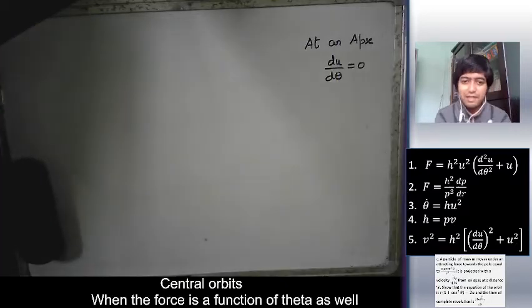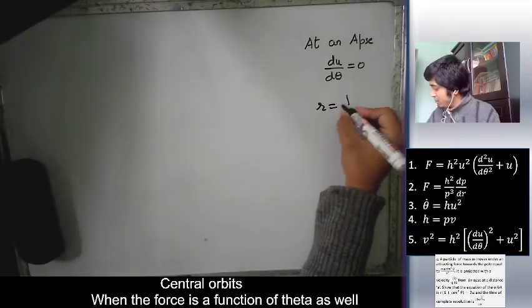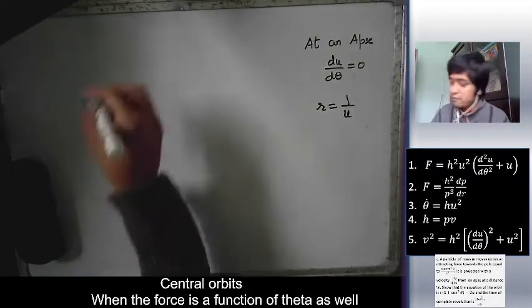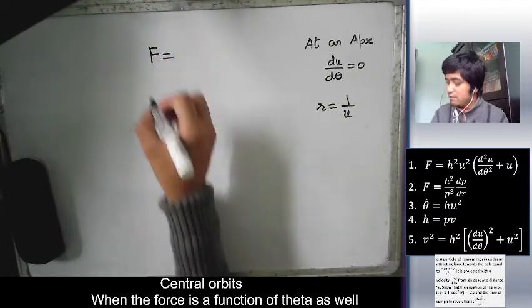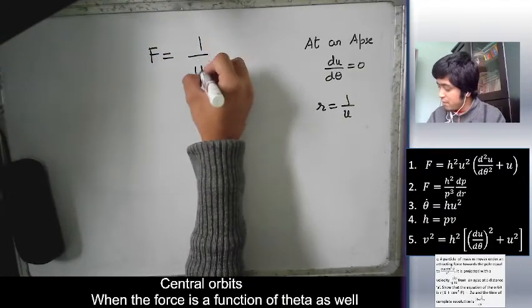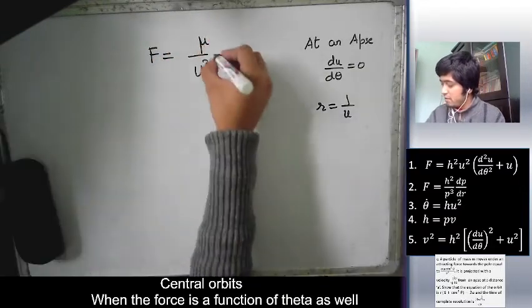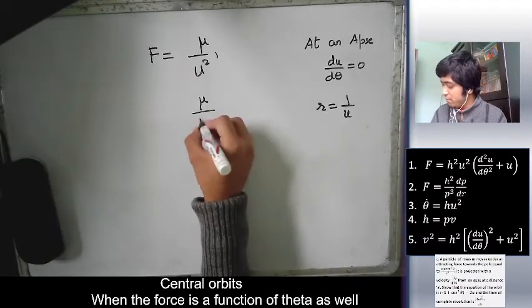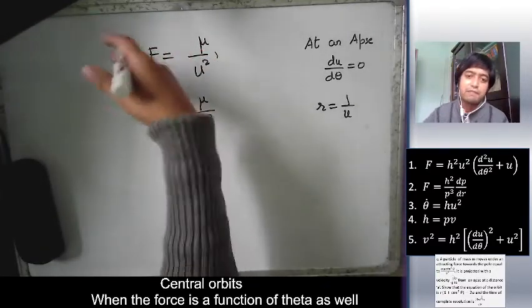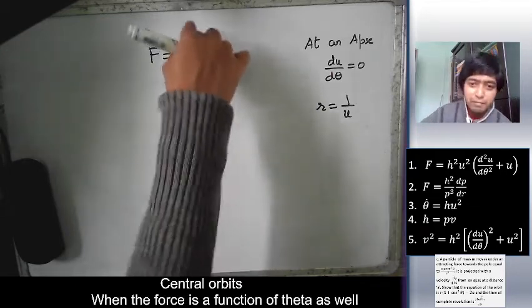Hello. So in the last videos we have discussed central orbits, when the force depends only upon r, or only upon u, because we know that r equals 1 by u. We have seen problems where the force F is equal to say 1 by u square, or mu by u square, or mu by u cube, and so on. That is, the force depends only on u, where mu is a constant.